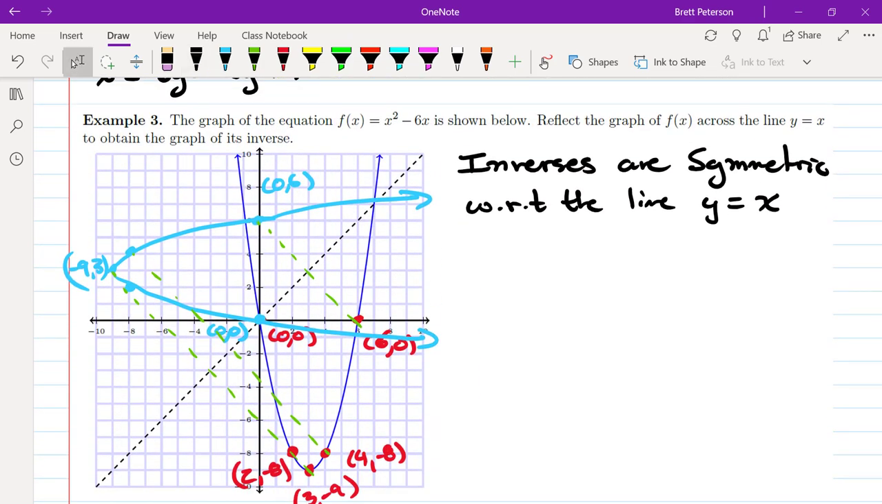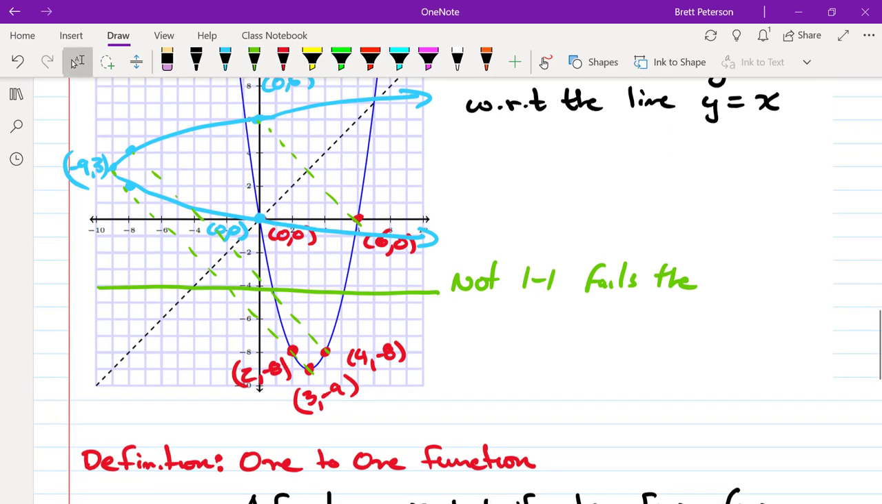So if I were to draw a horizontal line, right here, we'll notice this horizontal line touches the blue graph twice. So this is not one-to-one because it fails the horizontal line test.